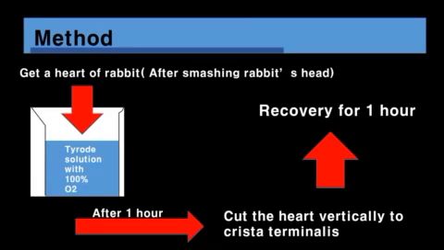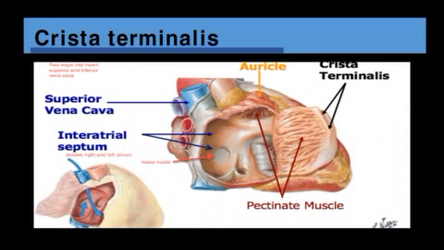After 1 hour, cut the heart vertically to the crista terminalis. Then put it in the solution for 1 hour. In this case, the heart almost recovered its automaticity. After that, to measure the voltage of the cell membrane, insert a glass microelectrode that has 15 megaohm resistance in the cell. This picture shows where the crista terminalis is.